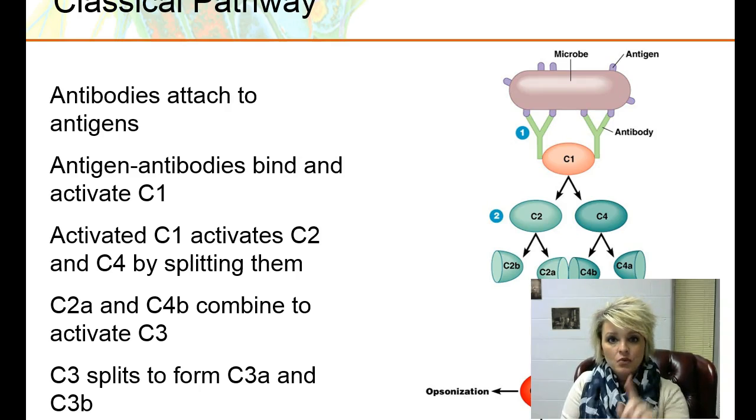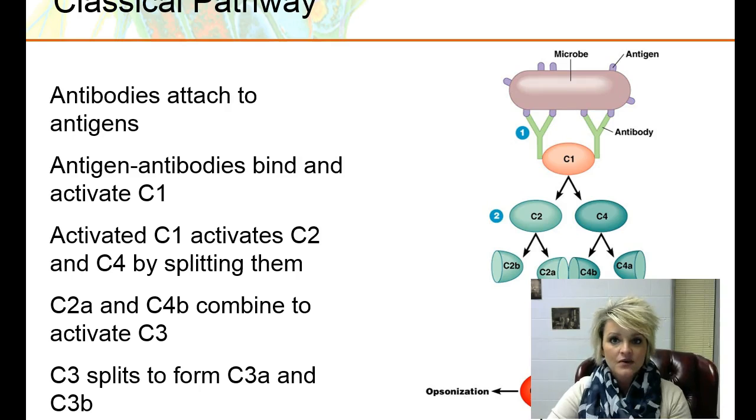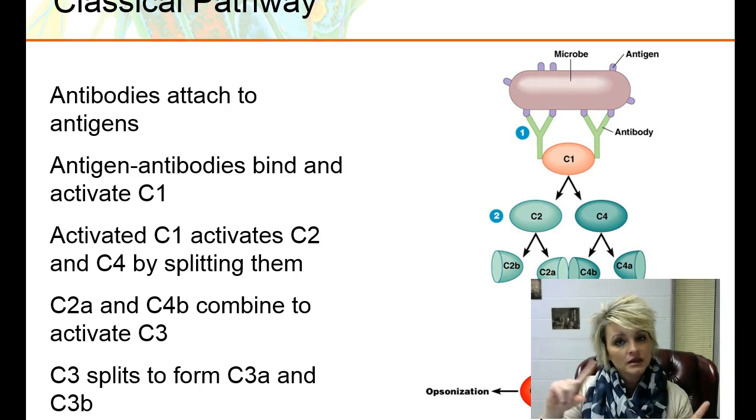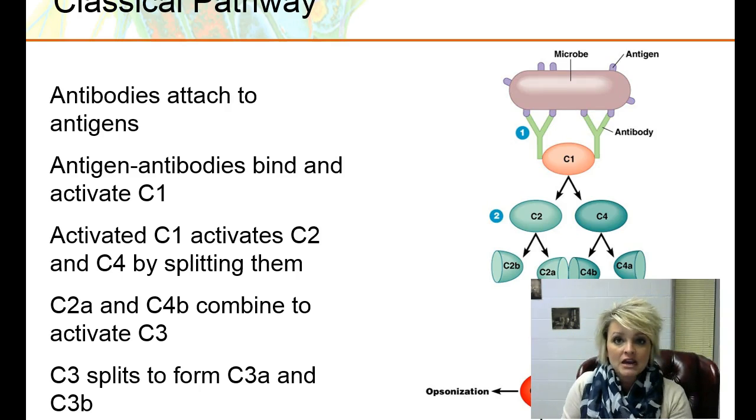99% of the time we do this. It's called the classical pathway. And as long as your body is working the way that it should be working, this is going to happen. It may not make sense to you guys because when I show you the other pathways, they seem much easier. But easy isn't always right. This is correct because you make antibodies. You want your body to make antibodies. It's very, very important. So the classical pathway happens when an antibody attaches to an antigen.